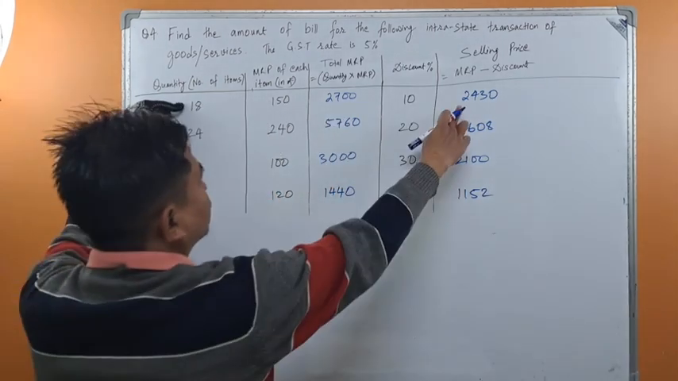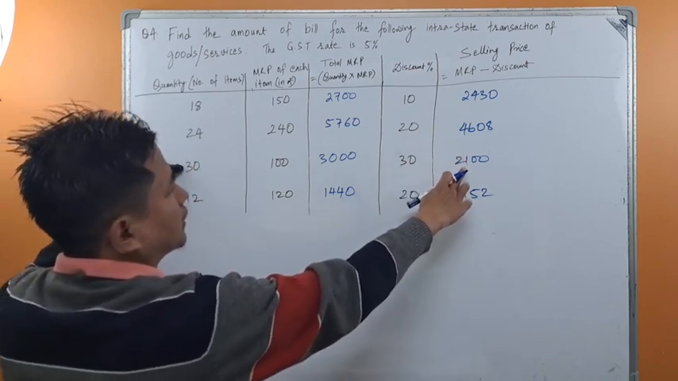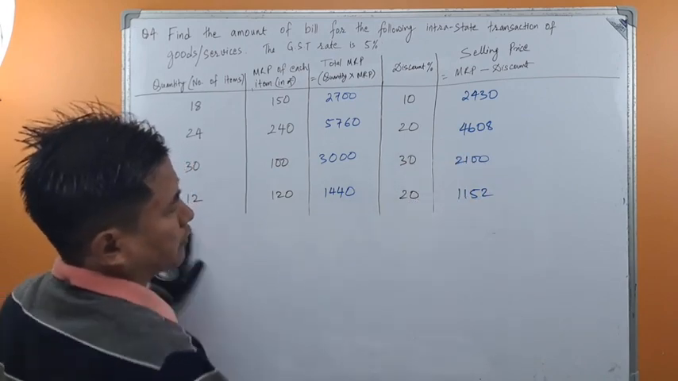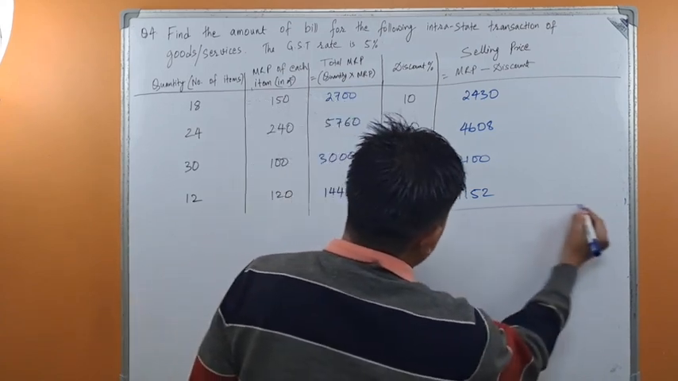18 items, 2430; 24 items, 4608; 30 items, 2100; 12 items, 1152. So what will be the total selling price? Let us calculate the total selling price.